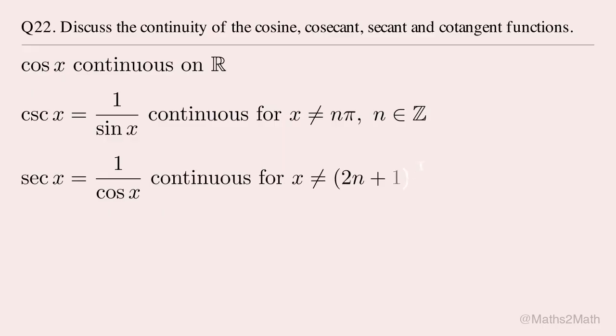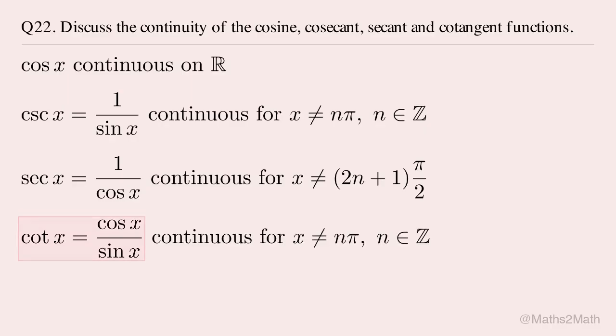Secant is 1 over cosine, continuous except where cosine vanishes. The odd multiples of pi over 2. Cotangent is cosine over sine, continuous except at the zeros of sine. Again, the integer multiples of pi.